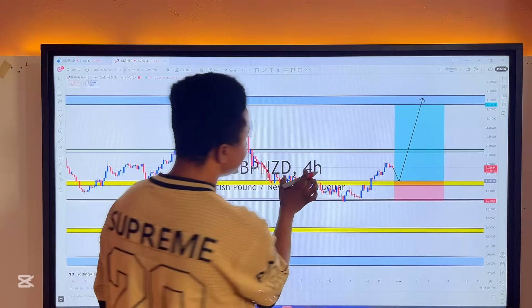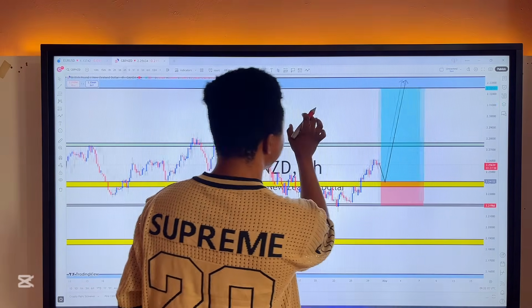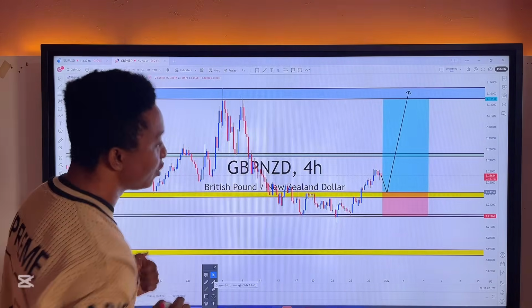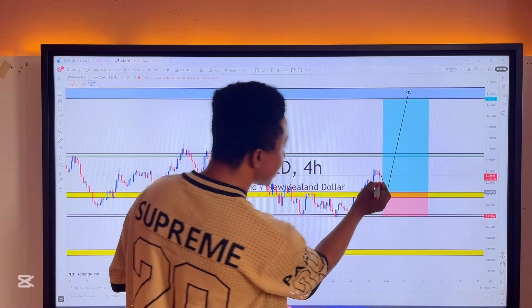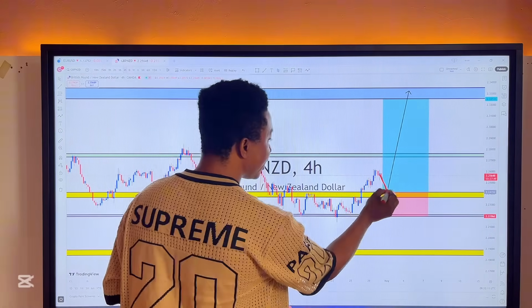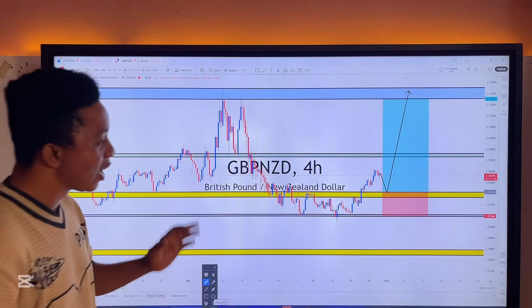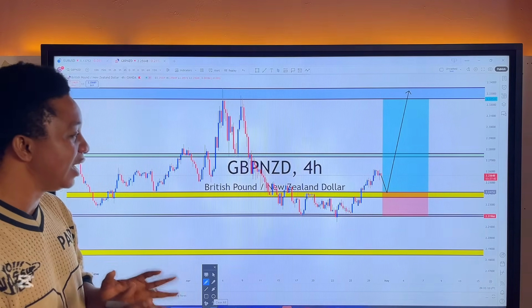Alright, so this is GBP NZD on the 4 hour time frame. This is exactly how you're going to pick the entry. On the 4 hour time frame, you're waiting for the retest. After the retest, candle confirmation is needed, and then we buy all the way to the upside. So this is our full and complete analysis on the GBP NZD.